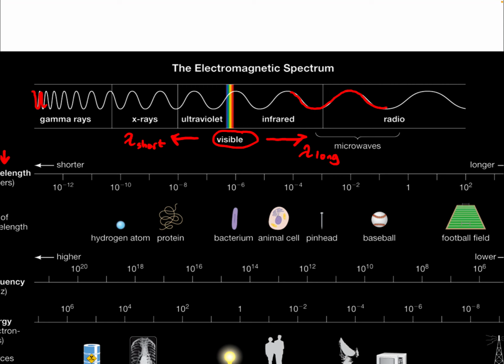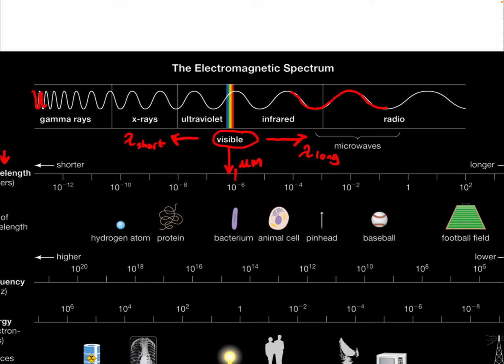You can't see an atom with visible light because the atom is much, much smaller than light. In fact, the size of visible light is a little bit less than 10 to the negative 6, because 10 to the negative 6 would be a millionth of a meter, called a micrometer, and visible light falls just a little bit less.